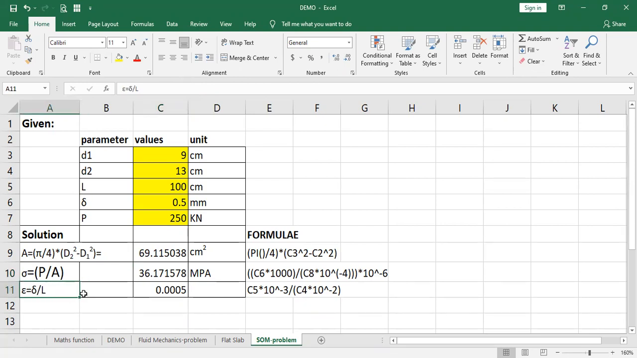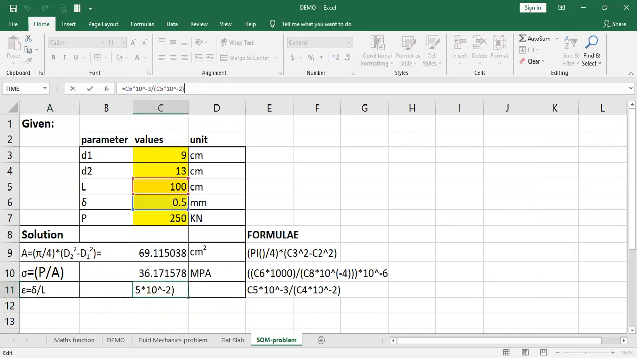And then epsilon, or you can say the strain. So strain equals the change in length, whatever the delta is given, that is 0.5, divided by the total length, that is 100. So you will get 0.5 divided by 100. Now you have to make sure the units are proper, in one unit itself.